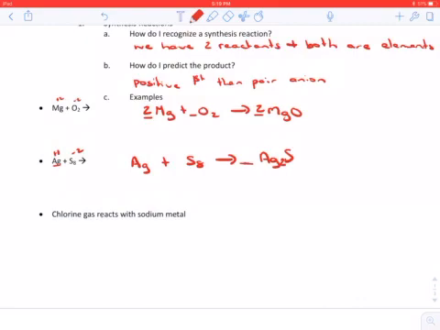And now our last step is to go back and balance. So if we look, we have 1 S on the right. We need to get 8 S's on the right, so we'll put that 8 out front, which gives us 16 Ags, so we have to put a 16 there. If we want to finish this off, we can put 1 there.